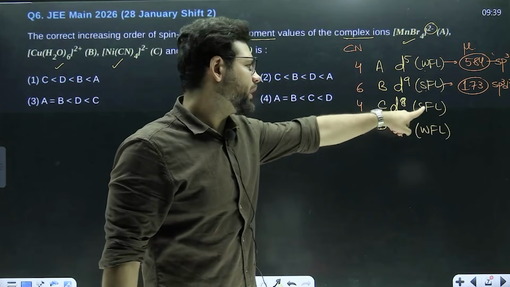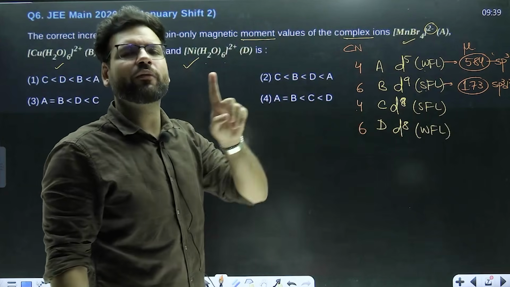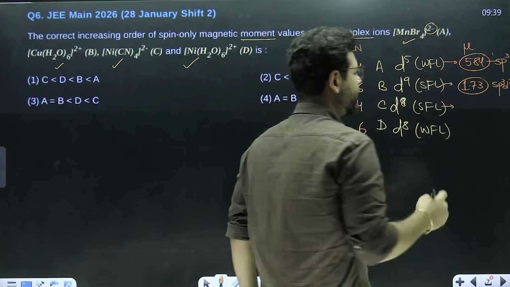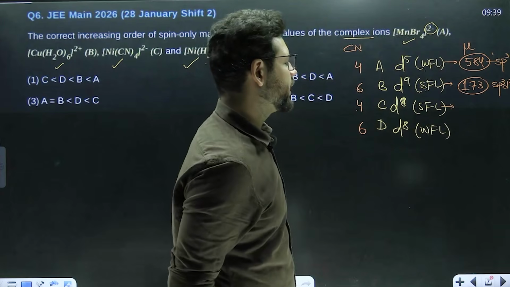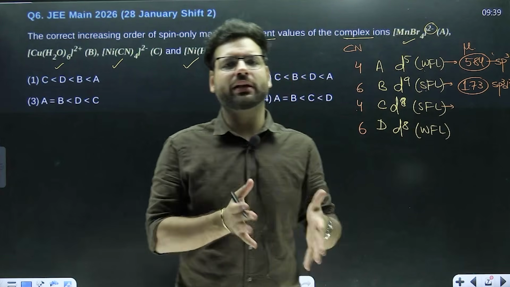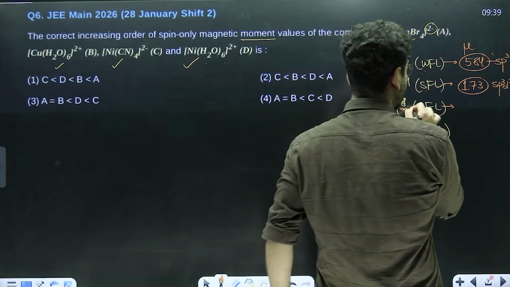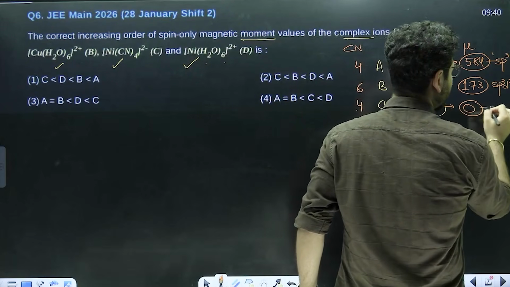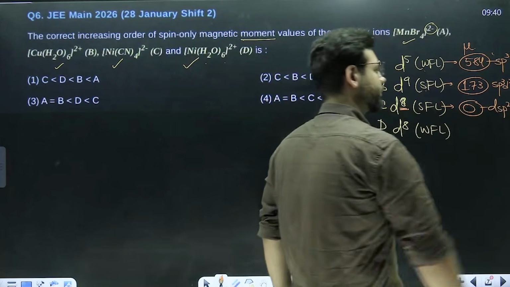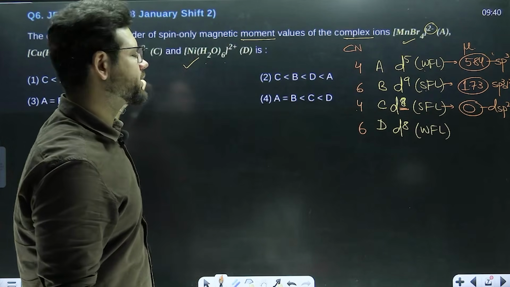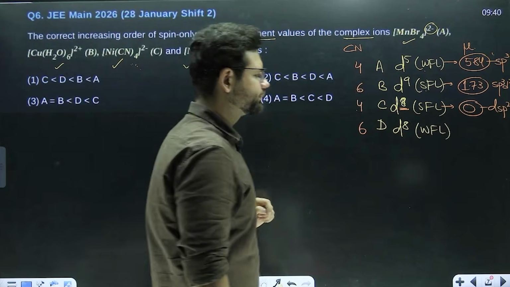d8 strong field ligands and coordination number 4 means only one room vacant is required for a dsp2 configuration, and obviously one room can be made vacant in d8 because 8 electrons can sit in the 4 d orbitals. One room can be made vacant, so it will become completely diamagnetic with a dsp2 hybridization. Okay, most important case of [Ni(CN)4]2-. I hope all of you know it is diamagnetic.